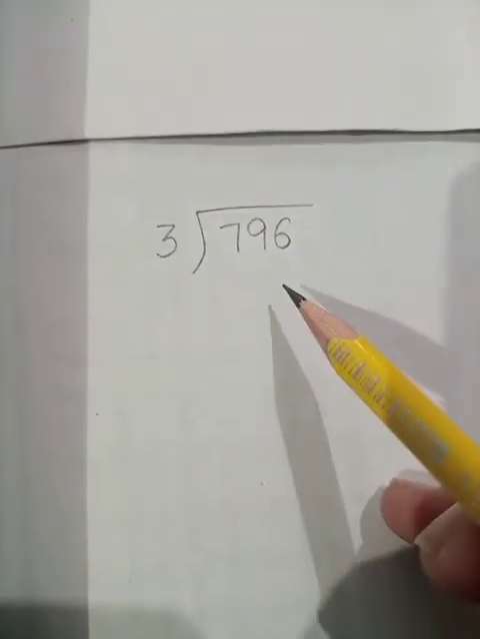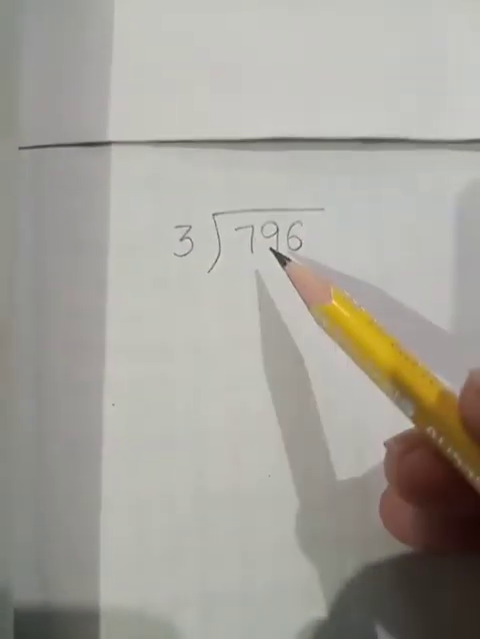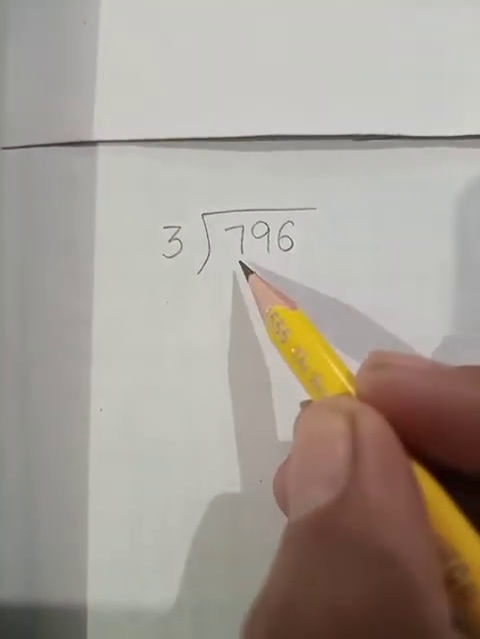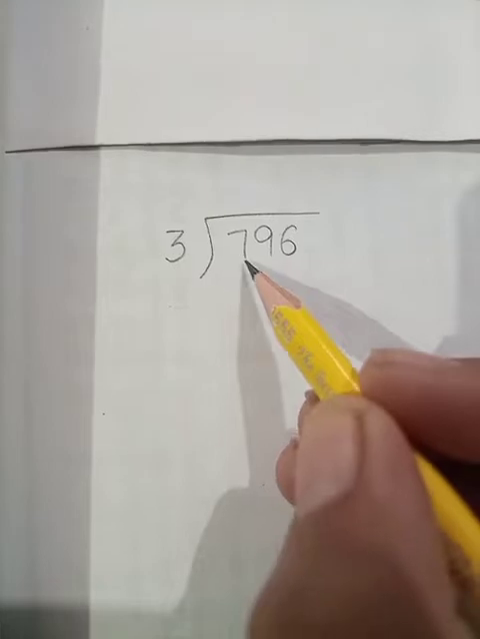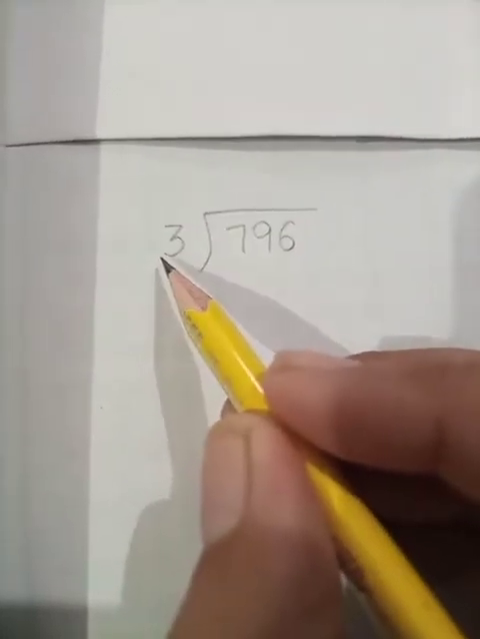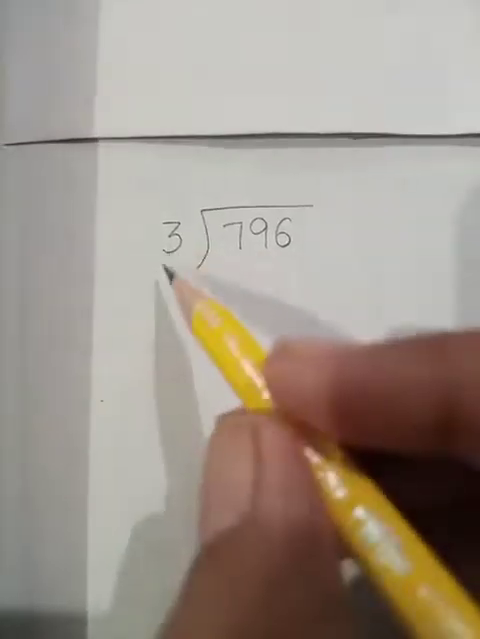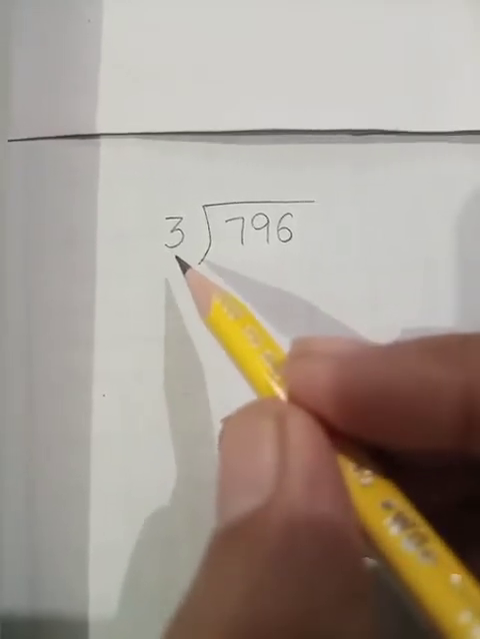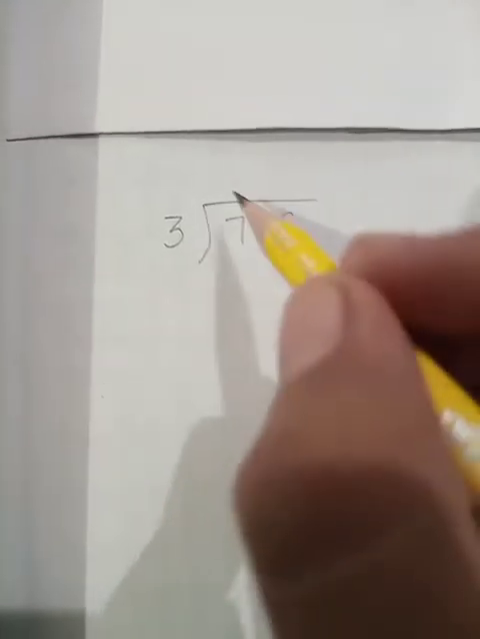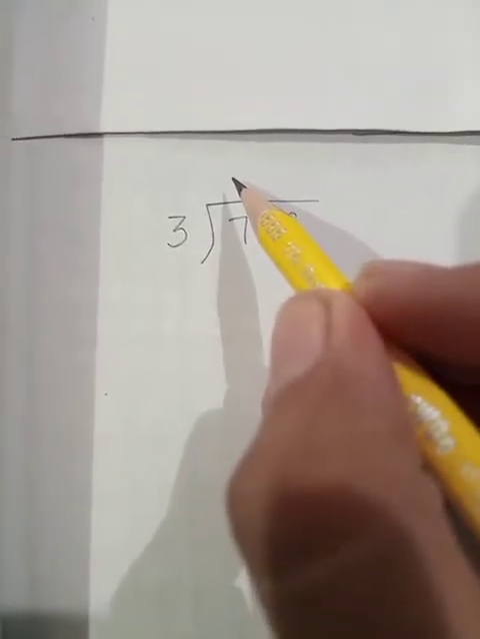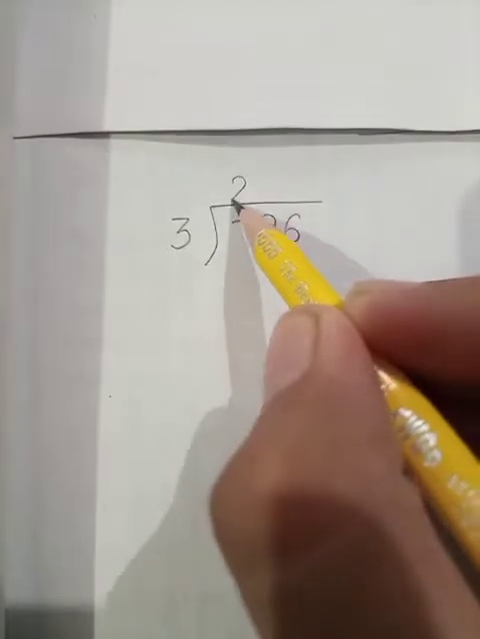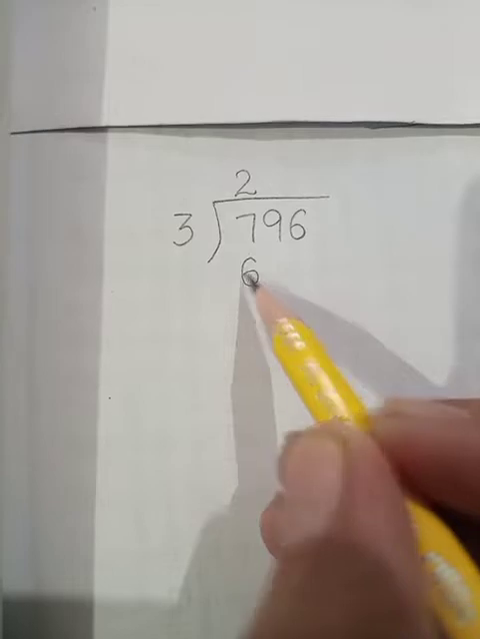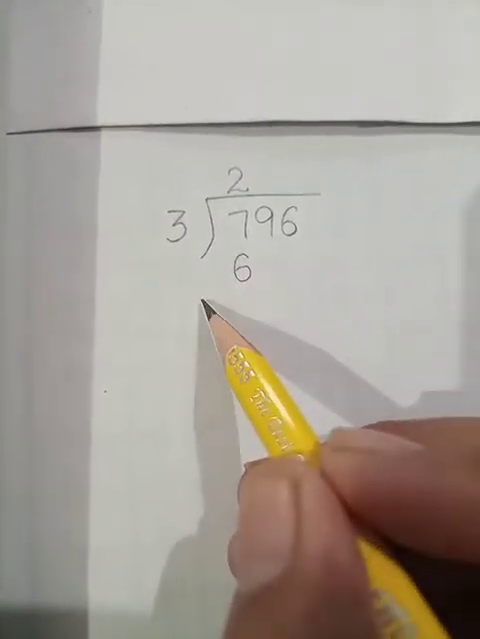Students, I have written my question here. Help me students to solve this question. So students, first of all we will look at the first digit. As our first digit is quite bigger than our divisor, we can divide it easily. So students, read the table of 3 with me. 3 ones are 3, 3 twos are 6. I can write 6 here. So students, here I am writing my quotient, that is 2. 3 twos are 6. I have written the 6, my product, here.